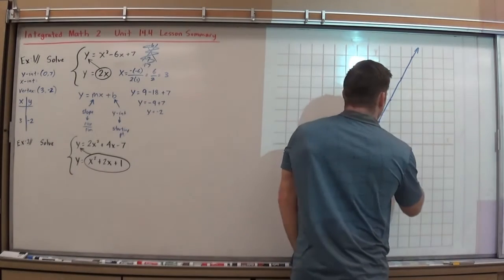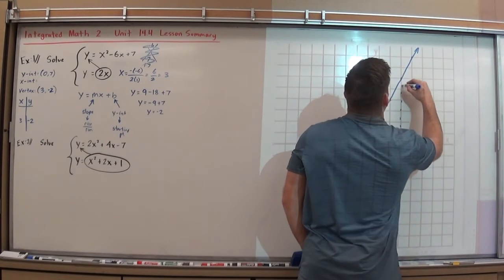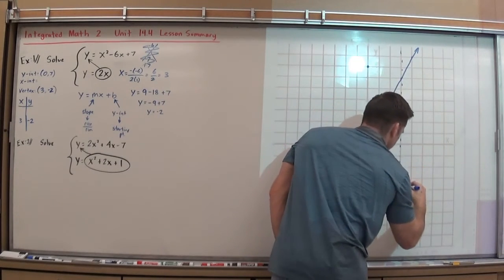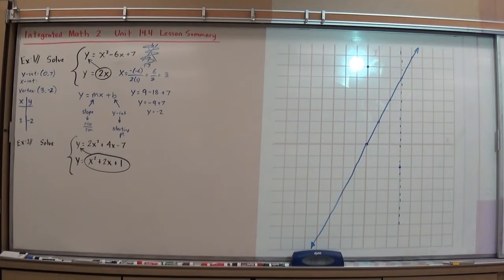So I have 1, 2, 3, 1, 2. Here's my vertex. And I can draw my axis of symmetry. What I would do from there is just get a few points. I'd plug in points near that axis of symmetry. So 2 would be a good number.